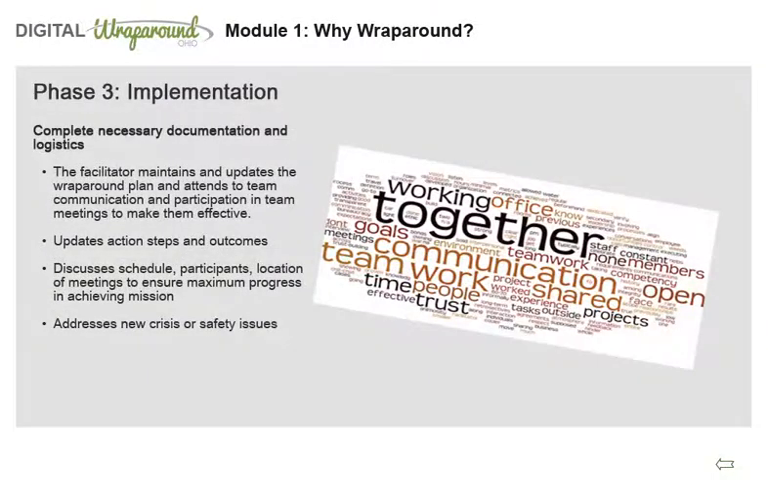Complete necessary documentation and logistics. The facilitator maintains and updates the wraparound plan and attends to team communication and participation in team meetings to make them effective. The facilitator updates action steps and outcomes after every meeting. The facilitator discusses schedule, participants, location of meetings to ensure maximum progress in achieving mission. If new crises or safety issues have come up, these could also be addressed during this phase.